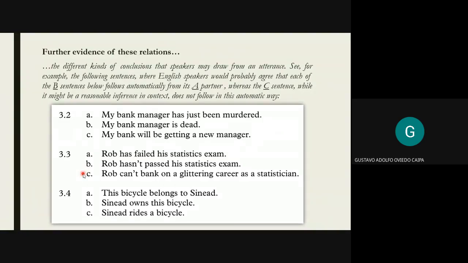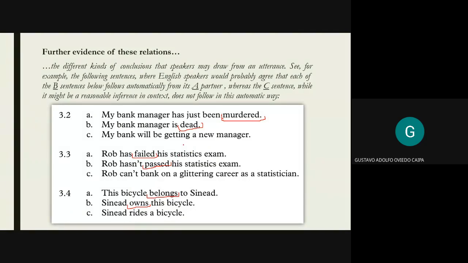Let's see the third set of sentences. "This bicycle belongs to Sinead." And the second sentence says, "Sinead owns this bicycle." Then again, it's the same thing. Sentence B follows directly from sentence A, but sentence C doesn't. "Sinead rides a bicycle." We don't know that. This person can have the bicycle and not know how to ride it. That is just contextual information that doesn't follow directly from sentence A. We can see that the relationship between these sentences is in the words that they use. There is a relationship between the verb murder and the word dead. There is a relationship between the word fail or failing and the word passing. And there is a relationship between the word belong and the word own. You see? So there is a logical relationship between these words.